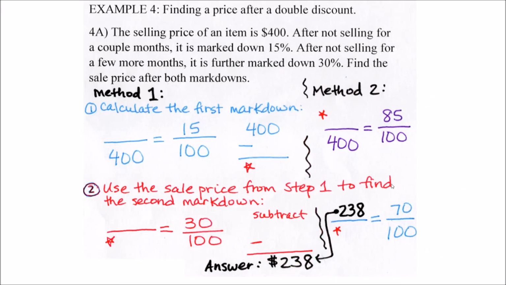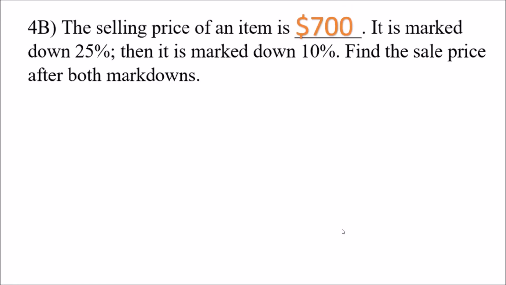Here is the pre-done part of the notes, and you should have filled in the blanks in order for your notes to make sense. I put little stars to show that this number will then go here, and this number will then go here. And you should probably also highlight those values. So please try 4B as a you try problem. The selling price of an item is $700. It is going to be marked down 25%, and then it's going to be further marked down 10%. Find the sale price after both markdowns.